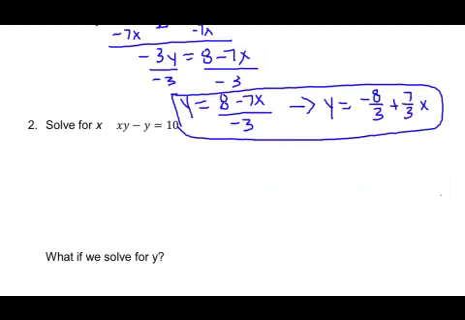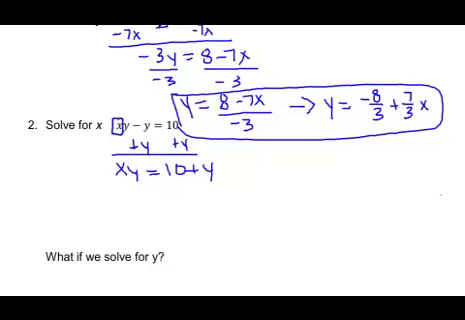For number 2, we're solving for x. So again, we want to get x all by itself in our equation. So we want to isolate x. So the first thing we want to do is add y to both sides. Again, we're doing the opposite since it's originally subtracted. We do the opposite, which is adding. So we have xy, which equals 10 plus y.